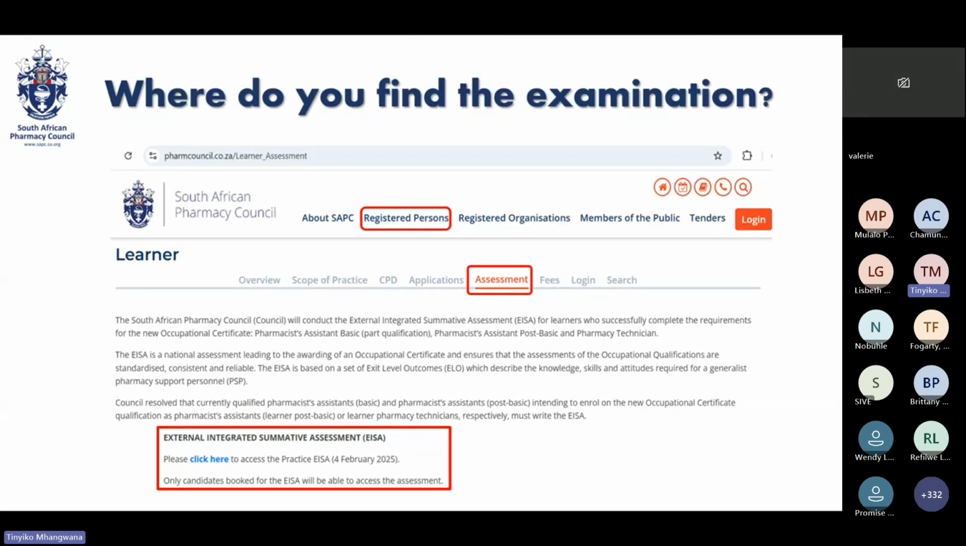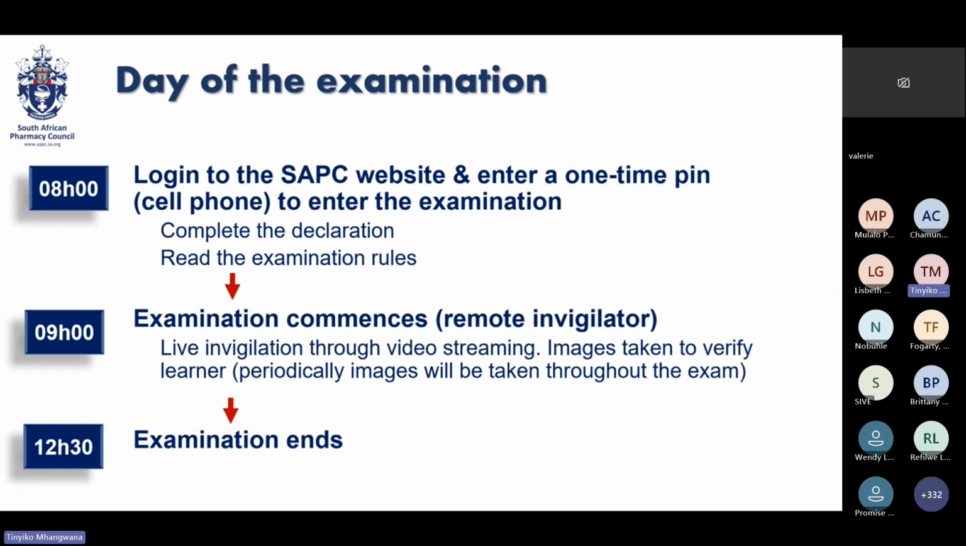It will be listed. The practice exam will be on the 4th of February. On the 4th of February, you'll find that exam listed there. Then you click, and it will take you into the exam venue. So we advise that you start logging in. If you're coming to the office by 8 o'clock, you should be here at the Pharmacy Council offices so that you'll be seated and everything can be prepared. Even those who are writing from other venues, so that you do not rush your time for the exam.